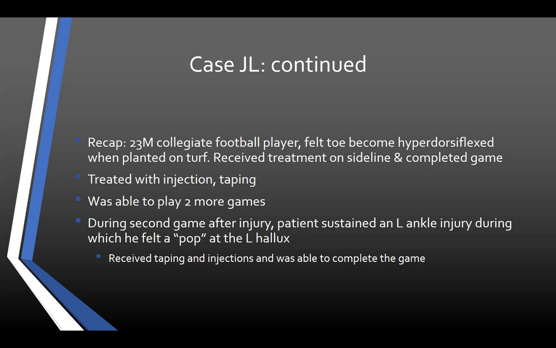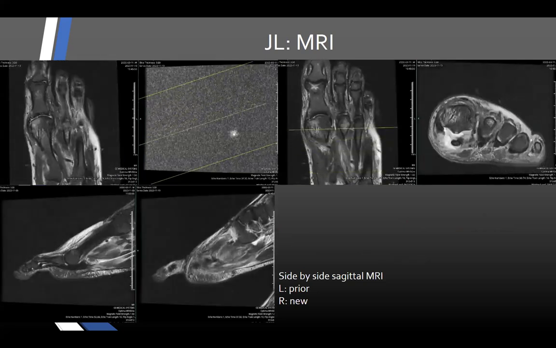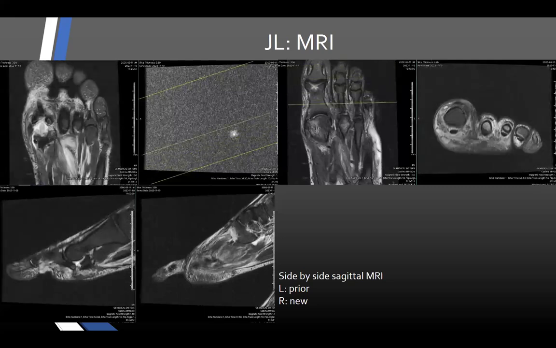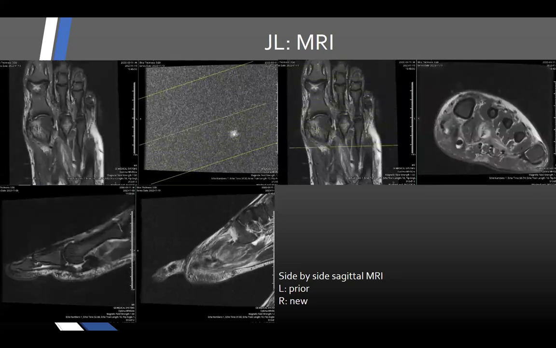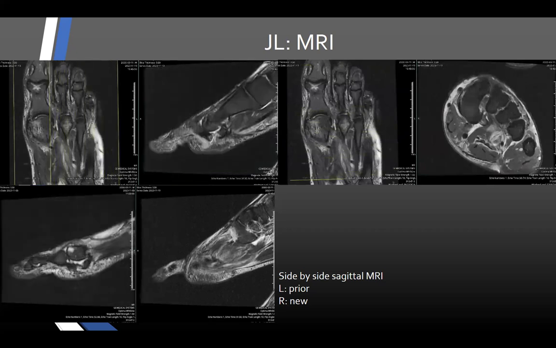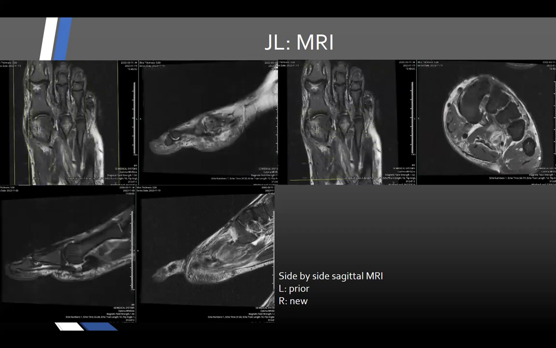He was able to play 2 more games on this injury, but during that second game after the initial injury, he sustained an ankle injury, which he felt as another pop at the hallux. He did get taped again and was able to complete the game, but an immediate MRI was done after that to assess what had happened. The more relevant imaging is this bottom left, which shows the prior MRI on the left and the new one on the right, which shows further damage, and now there's a complete rupture with further retraction of the sesamoids.